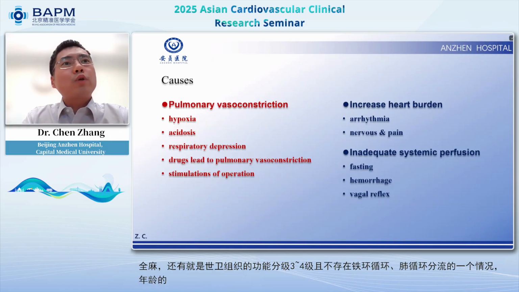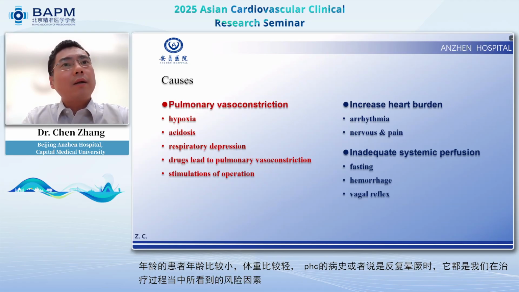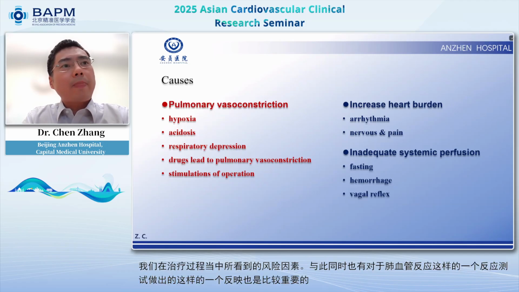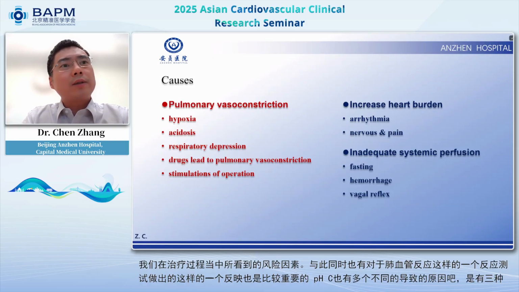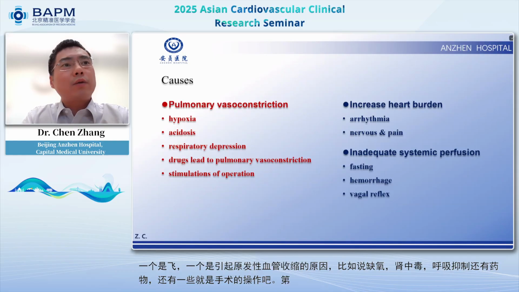There are three kinds of reasons for PHC. First, the factors causing pulmonary vasoconstriction, including hypoxia, acidosis, respiratory depression, drugs, and stimulus of operation. Second, the factors increasing heart burden, including arrhythmia, nervousness, and pain. Third, the factors causing inadequate systemic perfusion, including fasting, hemorrhage, and vagal reflex.